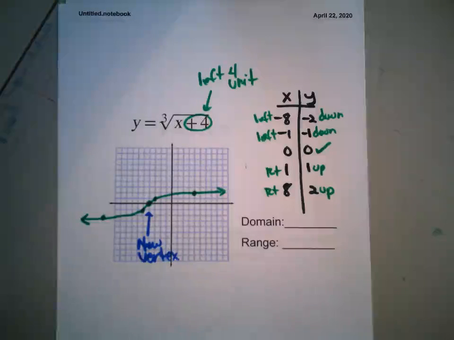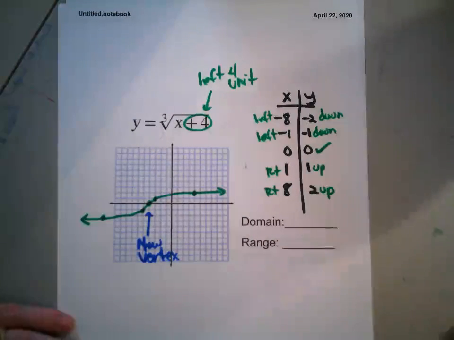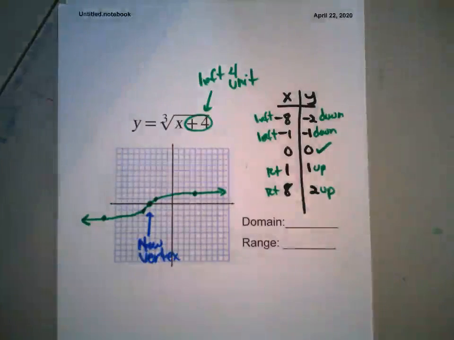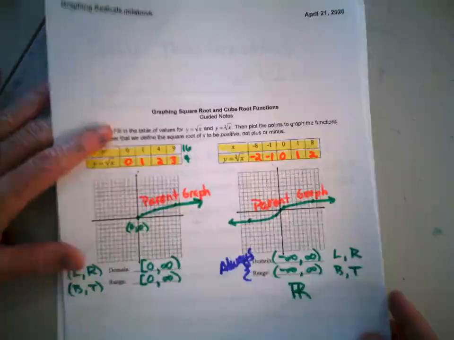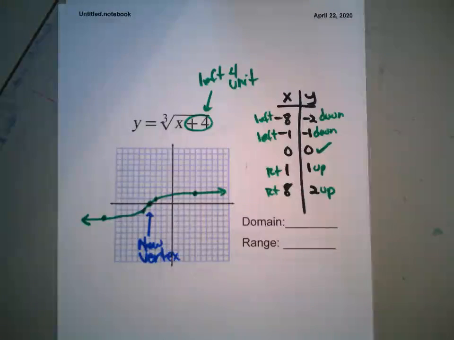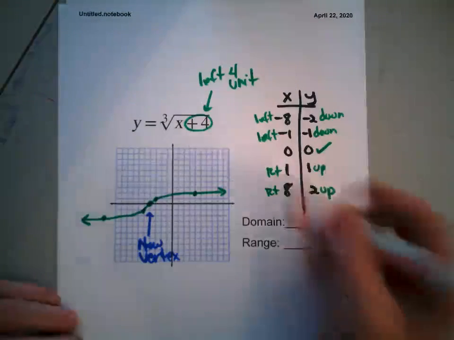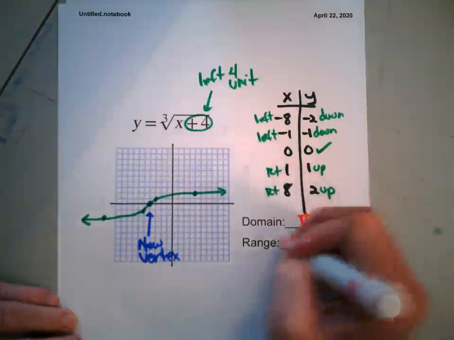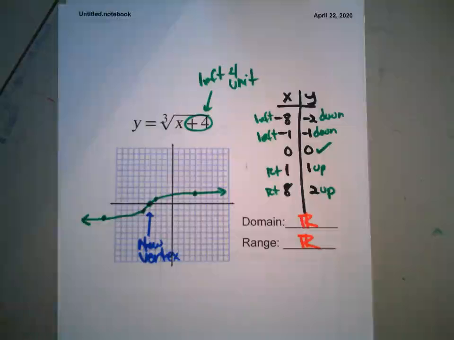Okay, so let's get to domain and range. Domain and range always have negative to positive infinity. You can use the all real number symbol there to state your domain and range. So our domain, all real numbers, range, all real numbers also. So that's a basic cube root graph where you just had one transformation.